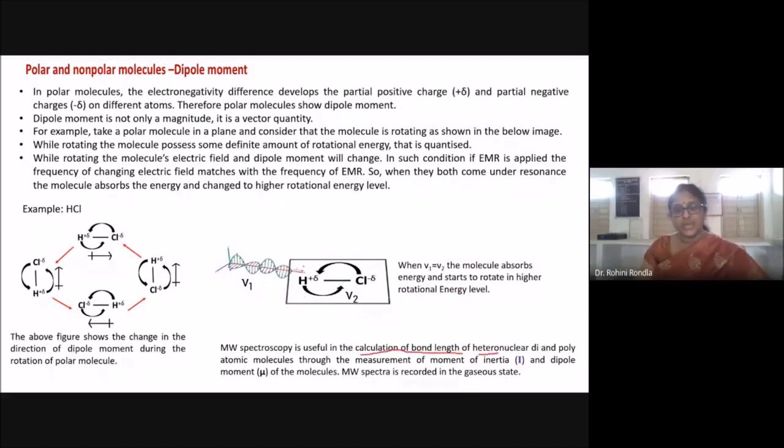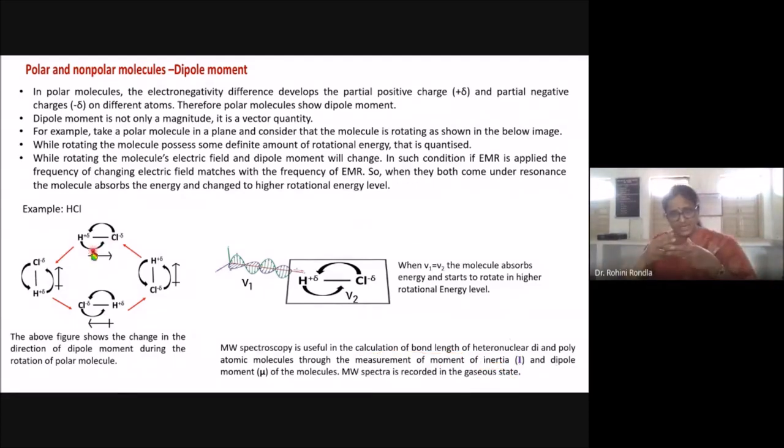We can use this microwave spectroscopy to calculate the bond length in di- and polyatomic molecules. How? Through the measurement of moment of inertia and dipole moment values. So that is why we studied moment of inertia, and learned what moment of inertia actually is. Okay, and this spectrum is recorded in the gas state. The molecule must rotate freely, so that is why this spectrum is recorded in the gas state.